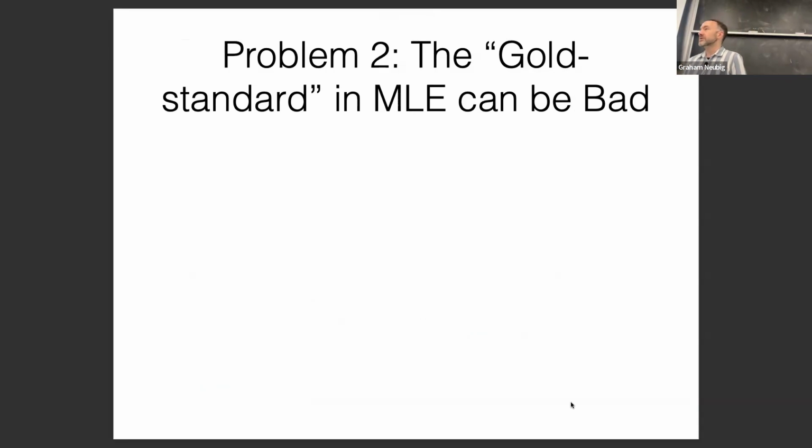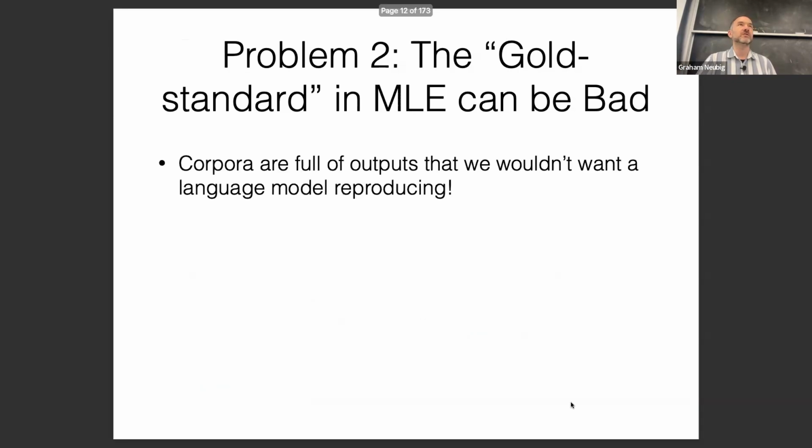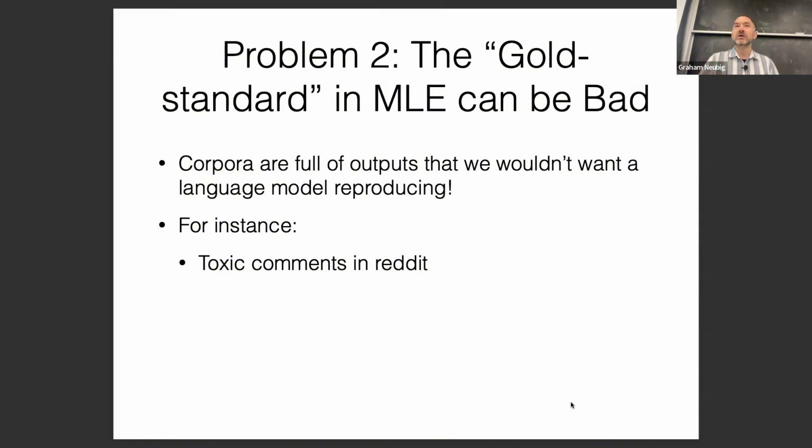Another issue is that the gold standard that we have in maximum likelihood estimation isn't necessarily a gold standard. Corpora are full of outputs that we don't want a language model producing, and these can be wrong for a number of reasons. For example, Reddit or social networks are a great source of data for learning these models because they give us raw speech, the way that people actually produce it. They give dialogue context, they give other things like this, but there's a lot of bad content there that you wouldn't want ChatGPT spitting out at you. Disinformation is another example.